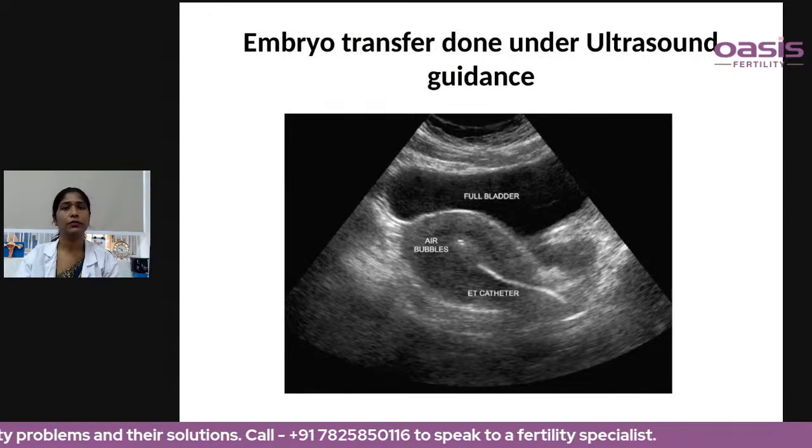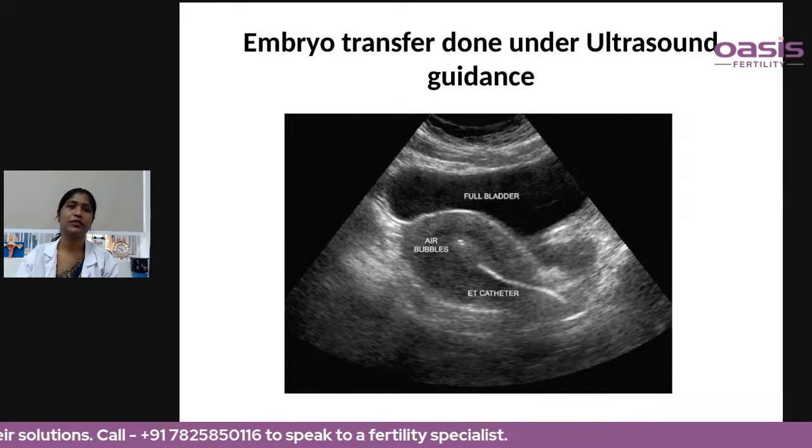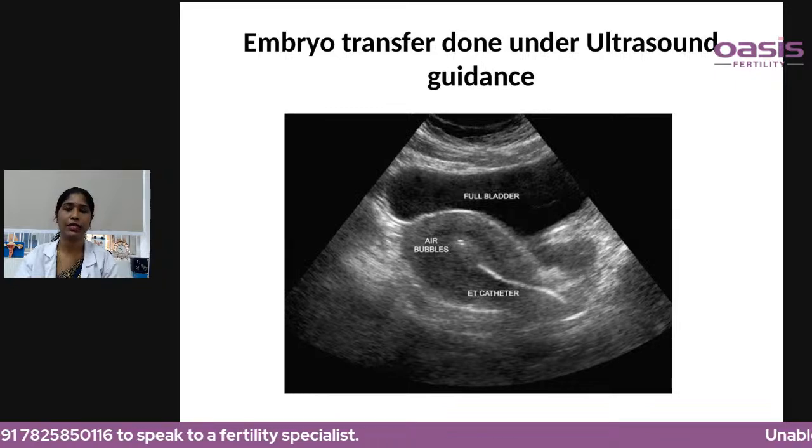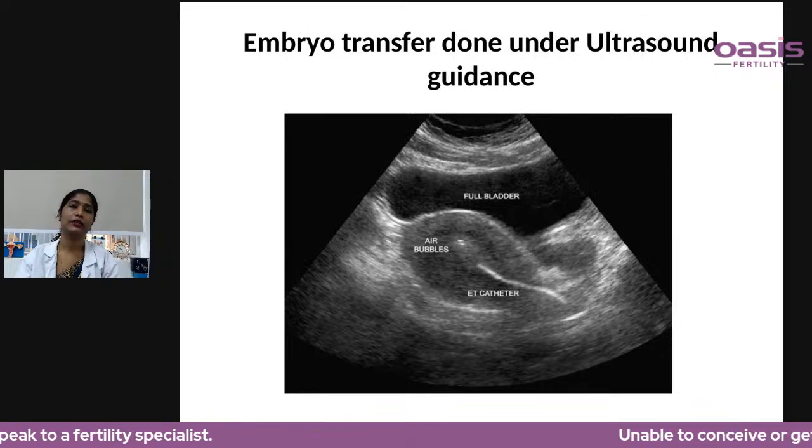The embryo transfer procedure is done under ultrasound guidance. This is a picture where you can see the ultrasound image, and we can see the catheter which contains the embryos.